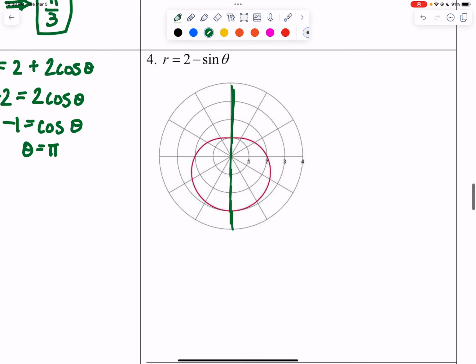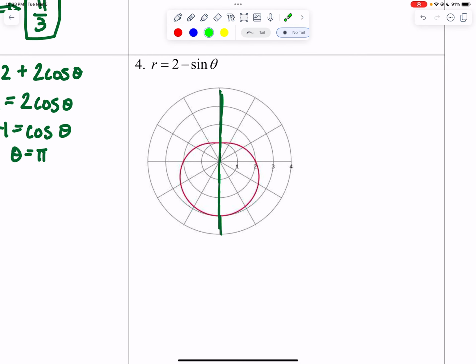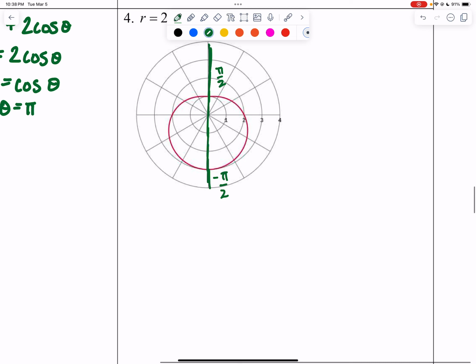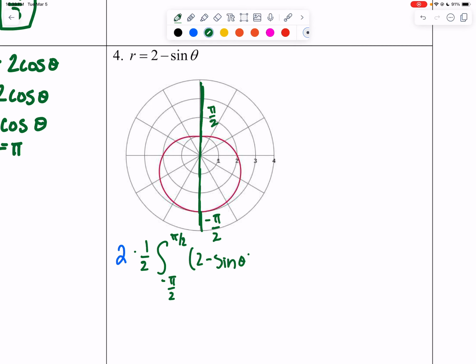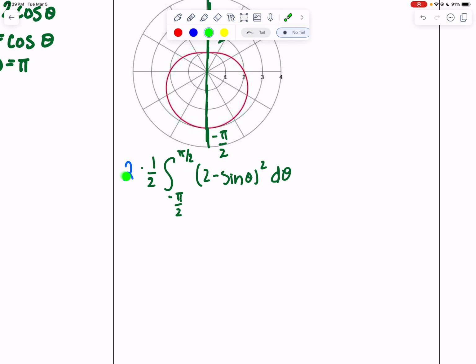Okay, so right here, we got to figure out what this is right here, and that's just going to be negative pi over 2. And then this right here is going to be pi over 2. All right, so I have 2, because I have the left side and the right side being symmetrical to each other. I have 1/2 times the integral from negative pi over 2 to pi over 2. And this is going to be 2 minus sine theta squared d theta. This is just going to be 1, so now I have the integral from negative pi over 2 to pi over 2 of this lovely thing right here again.